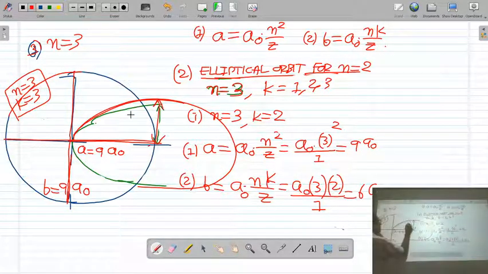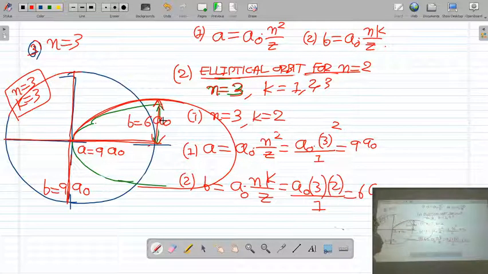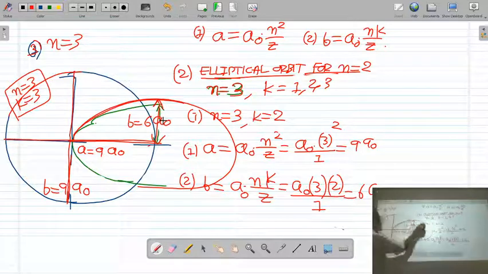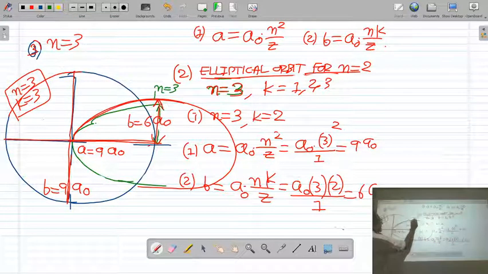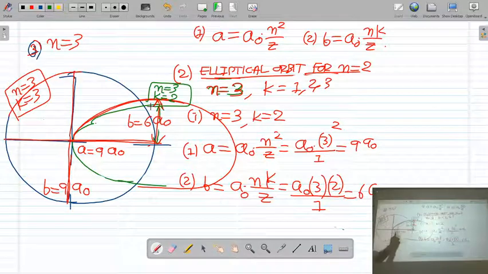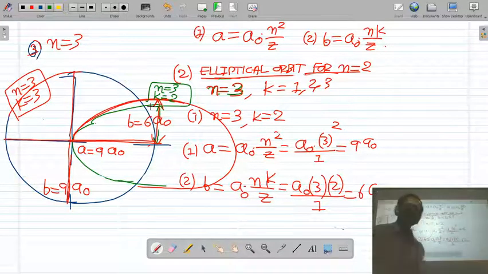This semi-major axis is 9A0 and semi-minor axis is 6A0. This is the elliptical orbit for n equal to 3 and k equal to 2. We have an elliptical orbit. The semi-major axis is 9A0 and the semi-minor axis is 6A0.